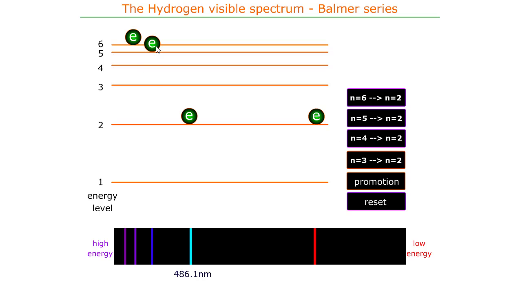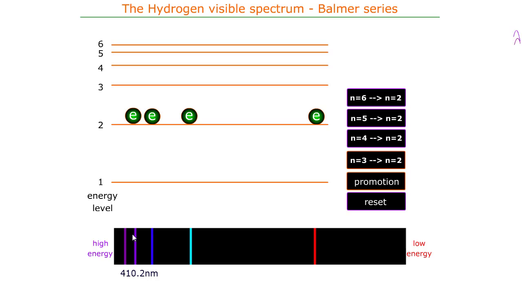Relaxation of an electron from n equals 5 down to n equals 2 produces a blue line, a dark blue line on the visible spectrum at 434.1 nanometers. This is very close to the violet region of the visible spectrum. And finally, we can see a line that corresponds to a relaxation from n equals 6 down to n equals 2, and this produces a line at 410.2, almost in the invisible, almost in the ultraviolet.